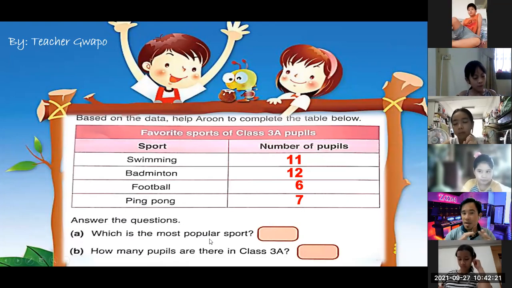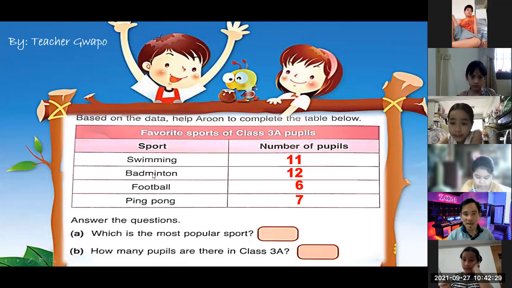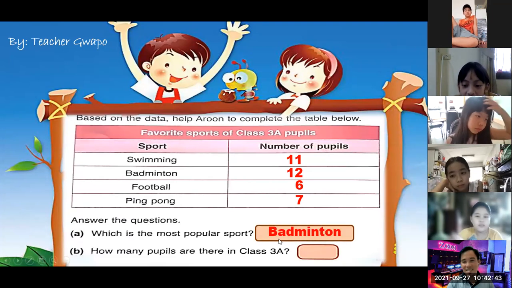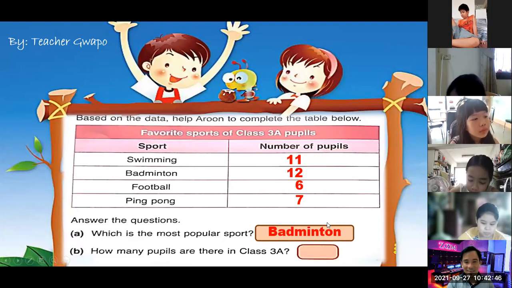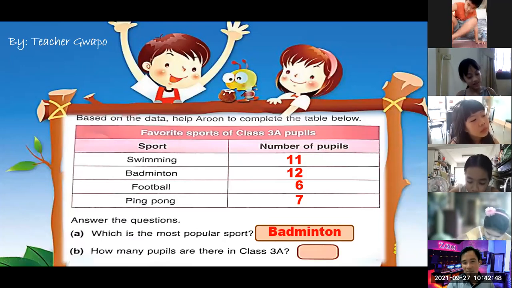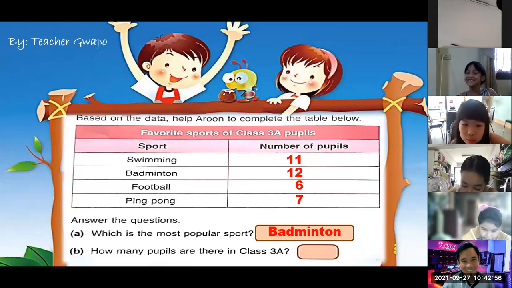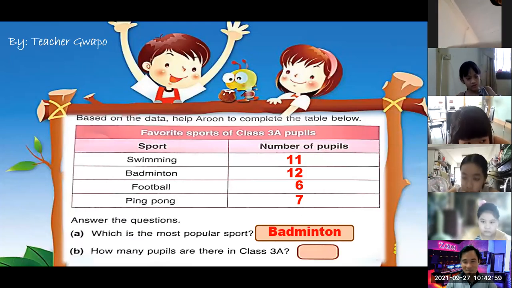Popular, when you say popular, many students like this sport. What sport here has a lot of students? Swimming, badminton, football, or ping pong? Most popular. What's the answer? Badminton. So we will write here, badminton. Very good. Many pupils like badminton. This is the most popular sport. Maybe Om likes badminton. Do you play badminton? Okay, maybe some of you like to play badminton.